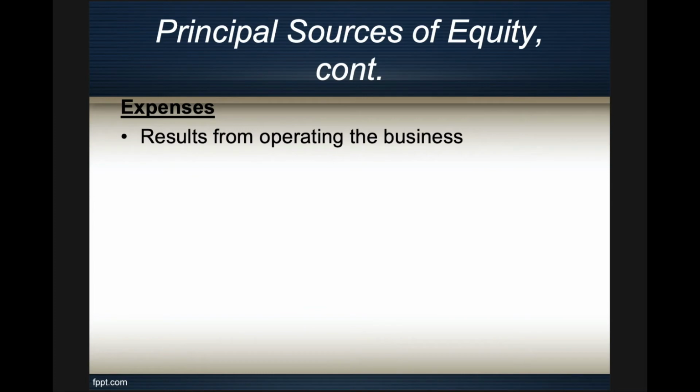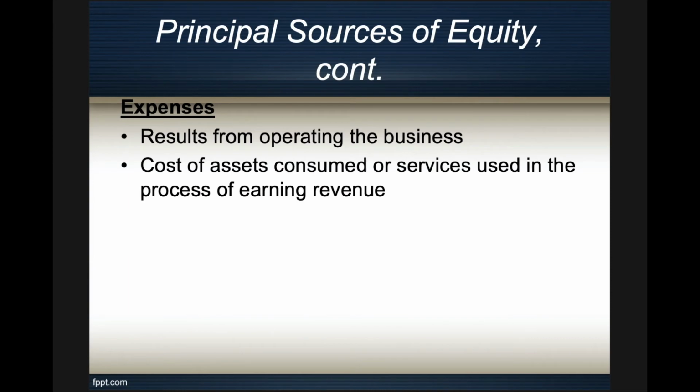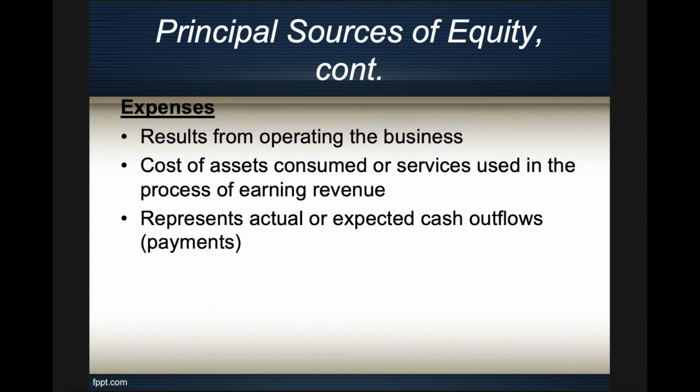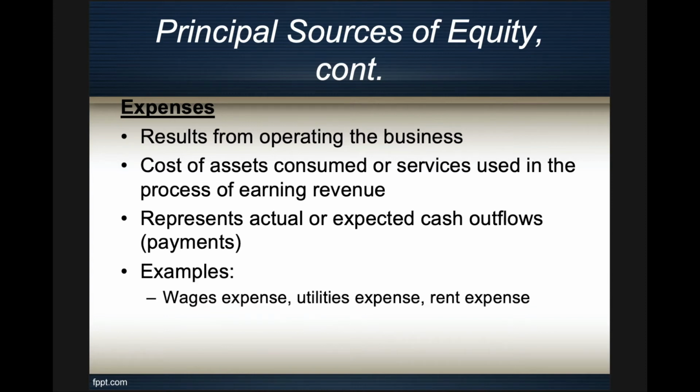Expenses result from operating the business. These are costs of assets consumed or services used by the business in the process of earning revenue. They represent actual or expected cash outflows, because these are payments by the business. Examples are wages expense, when you pay the salaries of your employees; utilities expense, like payment for electricity and water; and rent expense, payment for the rent. That decreases our owner's equity.